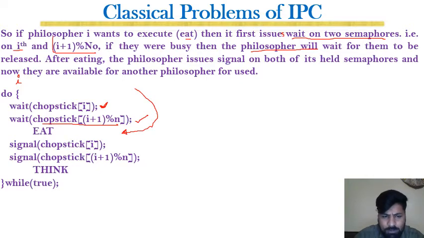Once the philosopher finishes eating, it will have to signal on I, because it had occupied two chopsticks, so it will have to release both of them. First it will signal I, and then it will signal (I plus 1) modulus n, and then it will enter the remainder section, that is thinking. Now he will think.